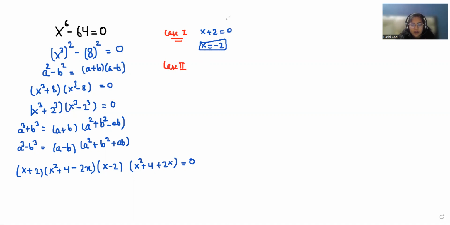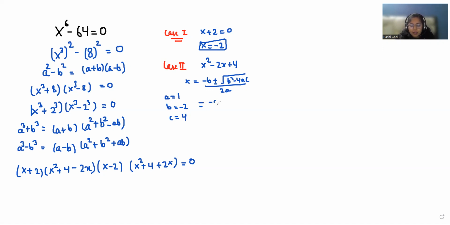Case 2, x square plus 4, or we can write it as x square minus 2x plus 4. We can use the quadratic formula here, that is x is equal to minus b plus minus square root of b square minus 4ac over 2a. Here a is the coefficient of x square, 1, b is the coefficient of x, that is minus 2, and c is the constant, that is 4.